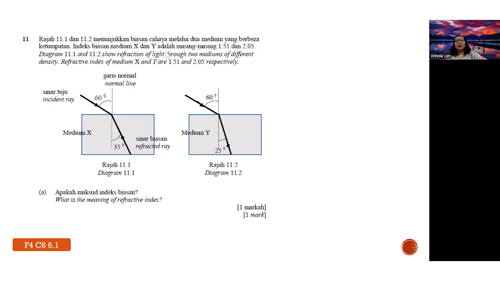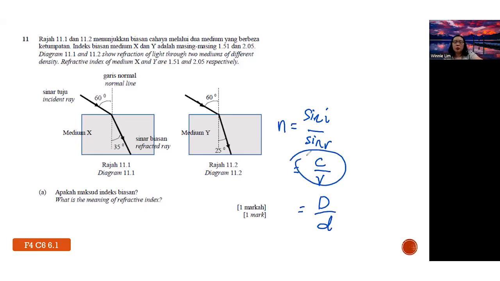So what is the meaning of refractive index? Basically, you have 3 ways to calculate refractive index. You can use the formula sin i over sin r, or you can use speed of light in vacuum over speed of light in medium, or even real depth over apparent depth to calculate the refractive index.